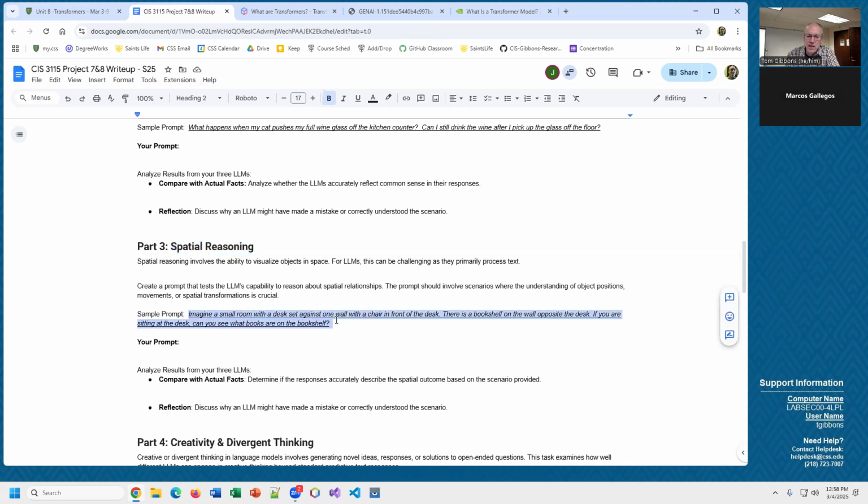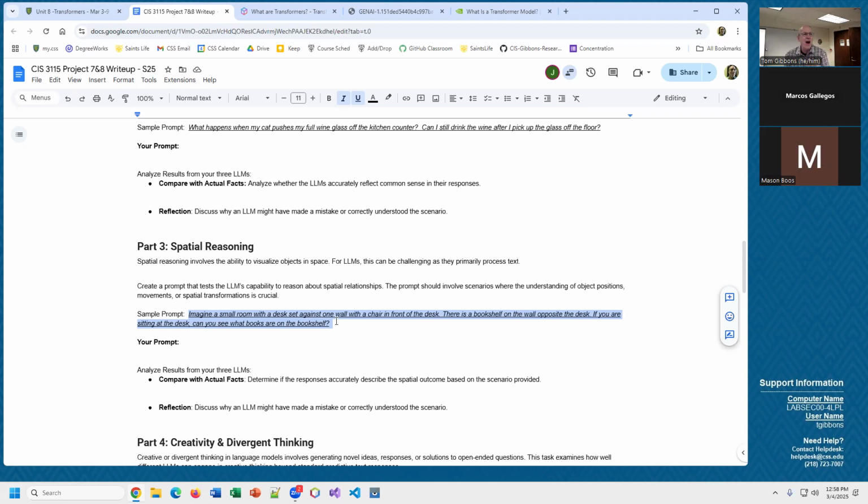So here's our sample sentence. Imagine you are in a small room with a desk set against one wall with a chair in front of the desk. There's a bookshelf on the wall opposite the desk. If you are sitting at the desk, can you see what books are on the bookshelf?